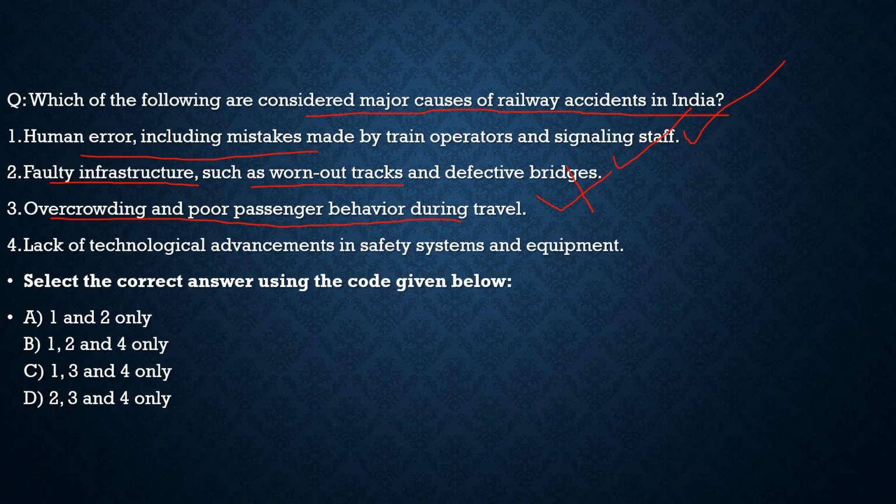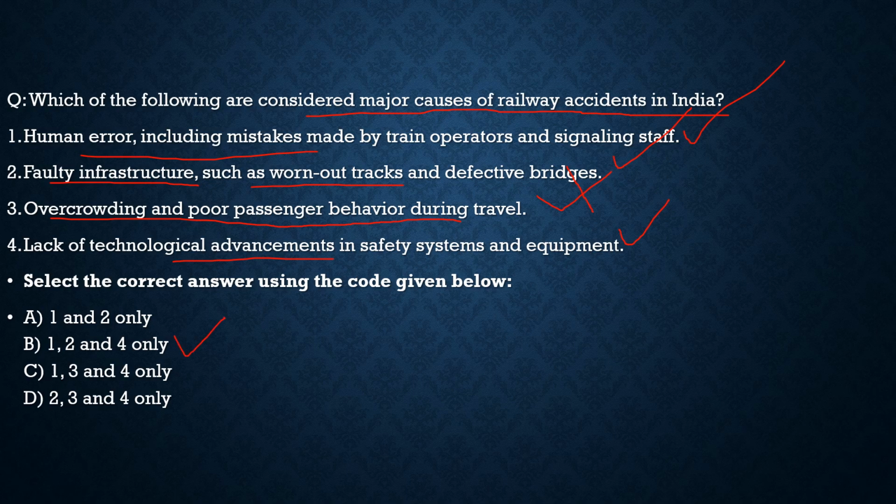This is indirectly correct, but directly incorrect, because it does not have a direct implication on the result, but it can lead to accidents. So here it does not directly lead to accidents, so it becomes incorrect. Statement 4, lack of technological advancements in safety systems and equipment. 100% correct. So with respect to this question, the correct statements are statement 1, statement 2 and statement 4, and from the code given below, the correct code is option B.